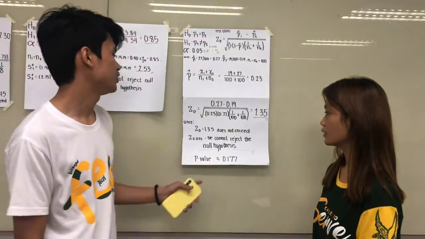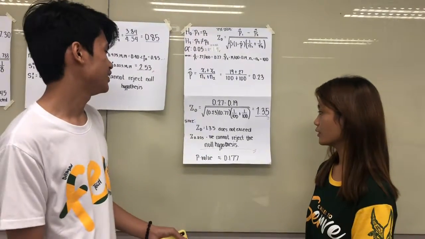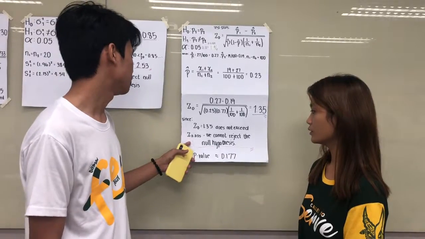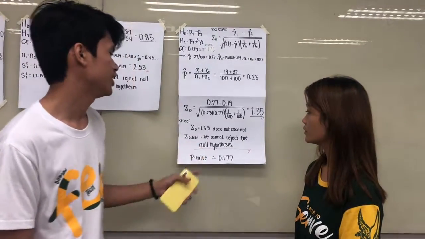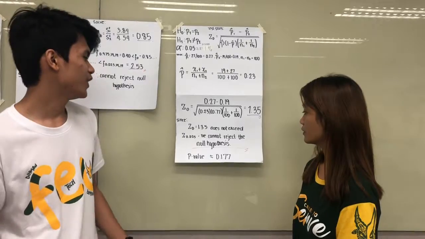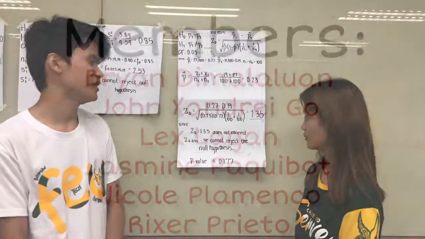Since the z-score of 1.35 does not exceed the critical z-score for 0.025, we cannot reject the null hypothesis. The p-value is equal to 0.177.